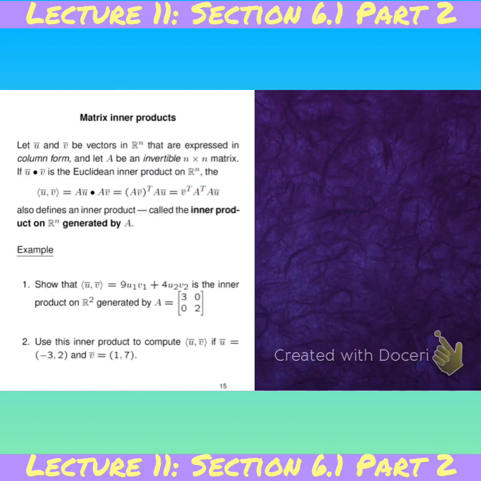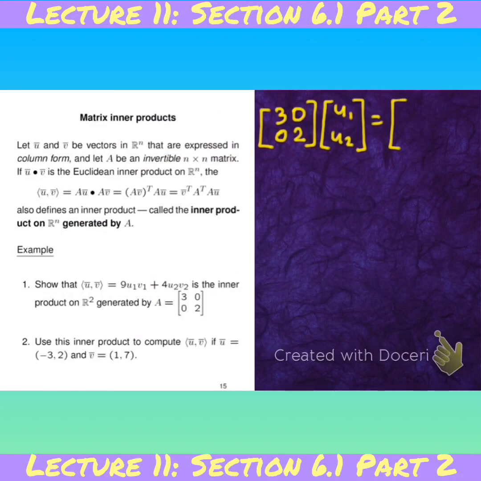Okay, so now we've got the matrix A, the diagonal matrix A, and we are going to multiply that with our first column vector, which is U1, U2. That is going to be a column vector.